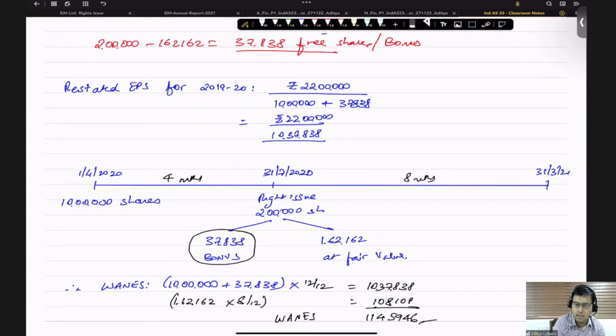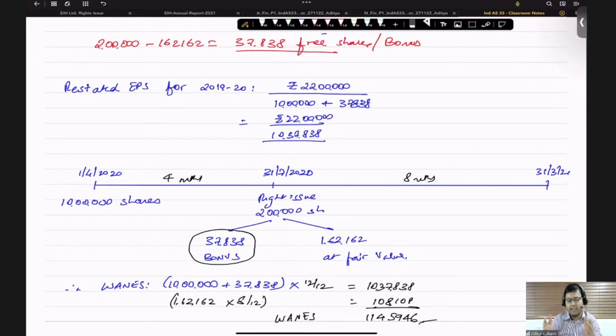37,838 is the bonus which was present in the form of reserves, which is getting converted to equity in the form of the discount that you are giving, and therefore it will be attributed to the periods prior to the rights issue. Thereafter, the balance shares 1,62,162 are at fair value only.